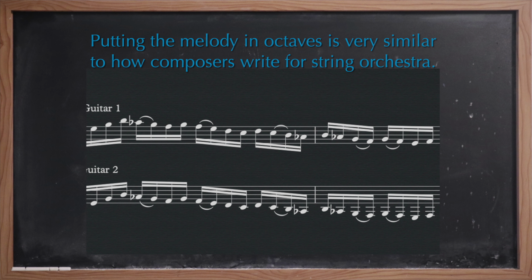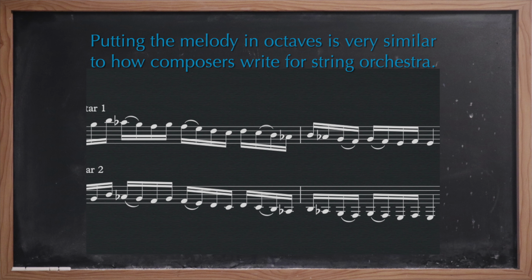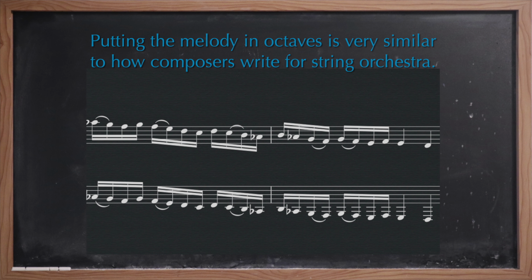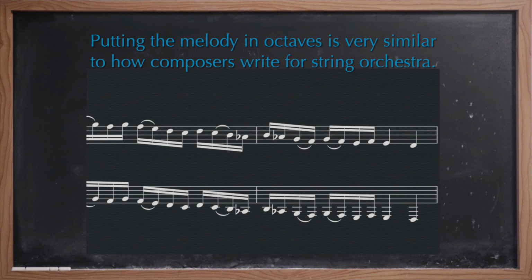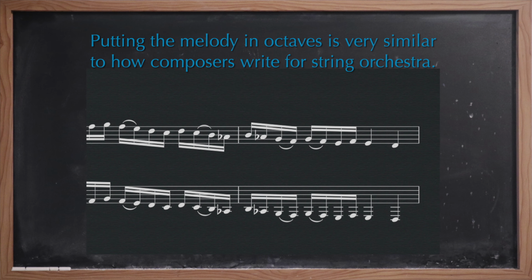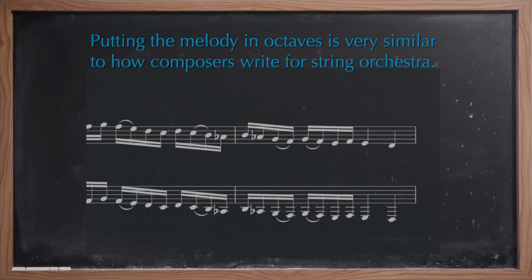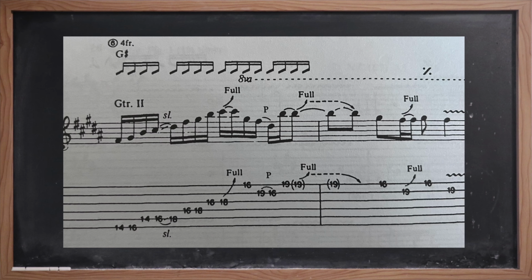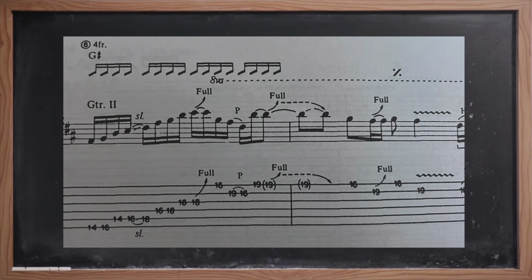This is actually a very common scoring method that composers use when they're writing for string orchestra because they will usually have the melody doubled in parallel octaves in the violins or the violas or the cellos, whatever it happens to be. Now, what follows in this middle part of the guitar solo is really more like a cadenza.